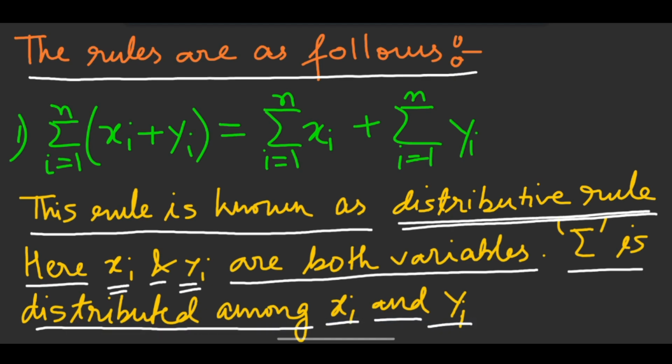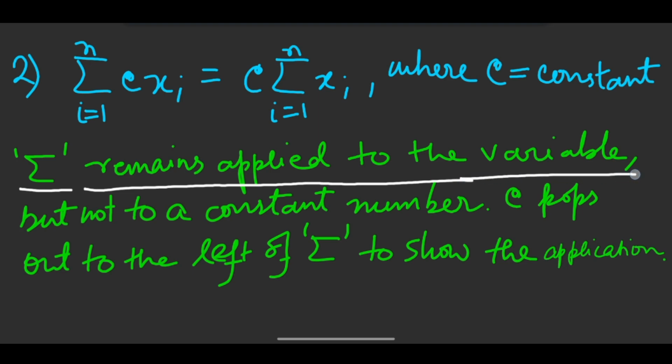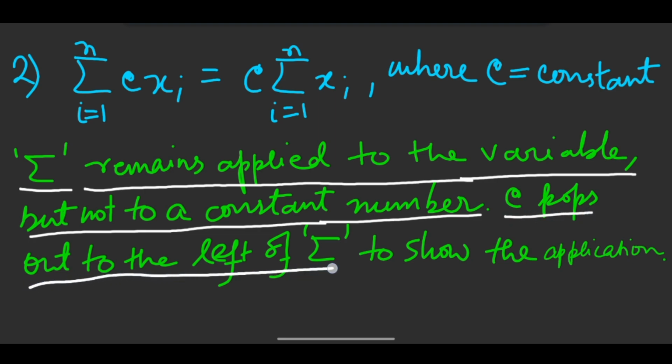We will now move to rule number 2. Summation remains applied to the variable but not to a constant number. C pops out to the left of summation to show the application. Here we can observe that C pops out to the left of the summation.